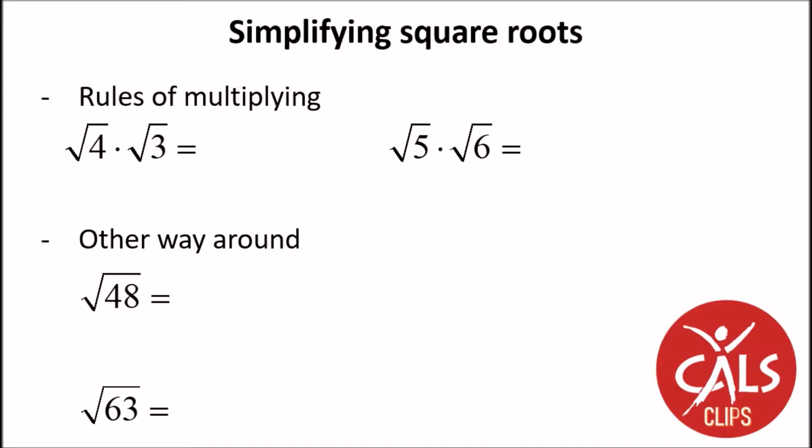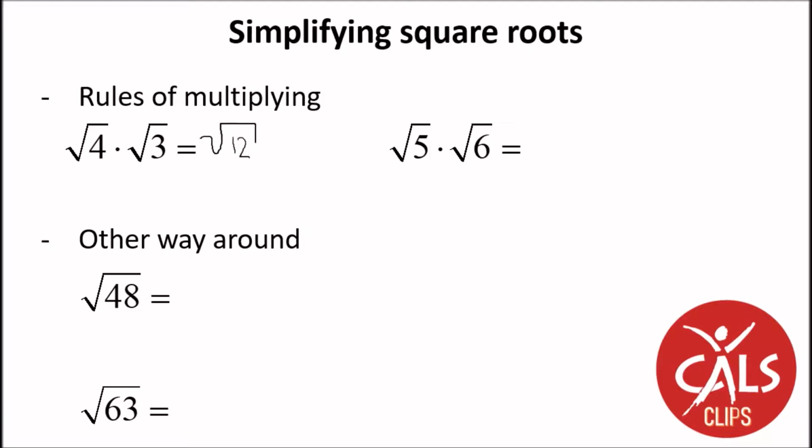If we want to simplify square roots, which means we want to write the square root with as small as possible number underneath the square root, we first have to go back to the rules of multiplying. We know if we do this, the square root of 4 times the square root of 3, we can say that is the same as the square root of 4 times 3, and that is the square root of 12. 4 times 3 is 12.